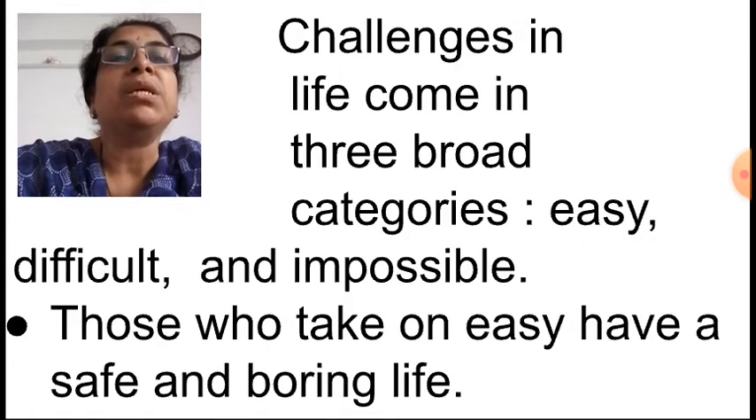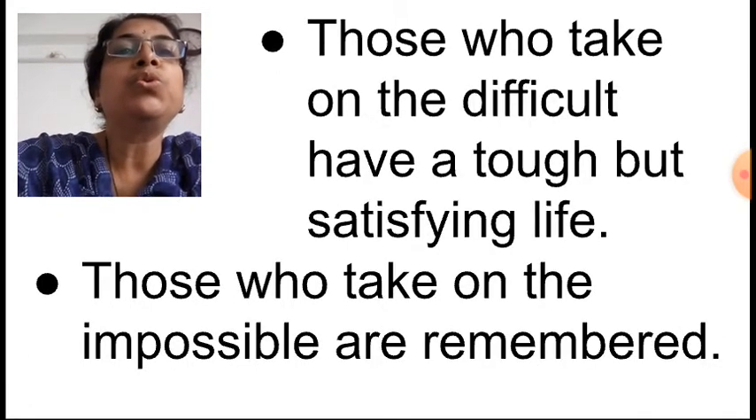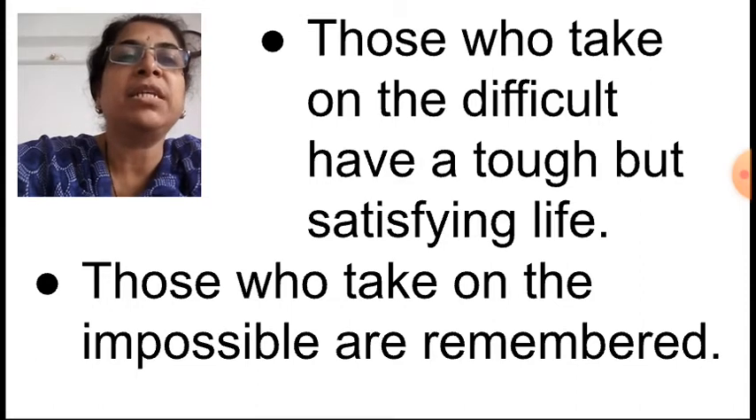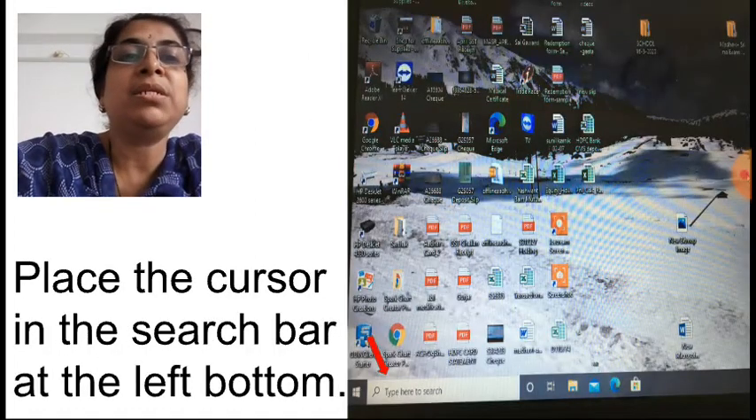Now see this text: challenges in life come in 3 broad categories: easy, difficult and impossible. Now these points given below: those who take on easy have a safe and boring life. Those who take on difficult have a tough but satisfying life. And the third point is, those who take on the impossible are remembered. Now here, can you see the symbols? Those are called bullets. How to give the bullets? All this we are going to see in detail.